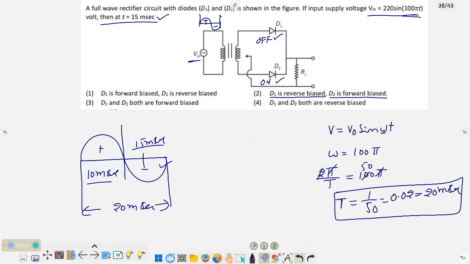This is the option. We can check it from the given four options. Okay, good. So the answer to the question is the second option.